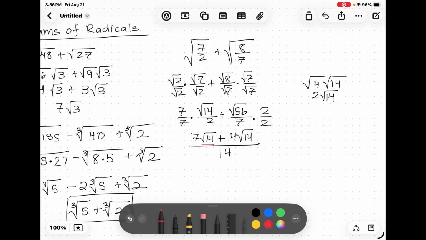Look here, we have like terms. Rad 14, rad 14. How about that? 7 plus 4, I've got 11 of them over 14. I'll take a peek here and go, can I simplify there? 11 over 14? No. And that's simplified.